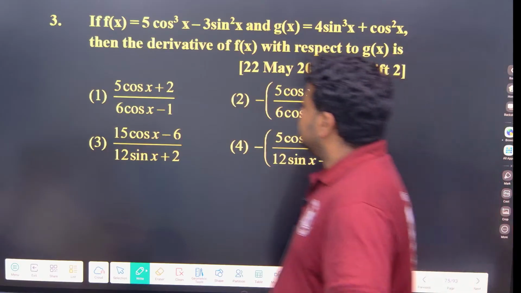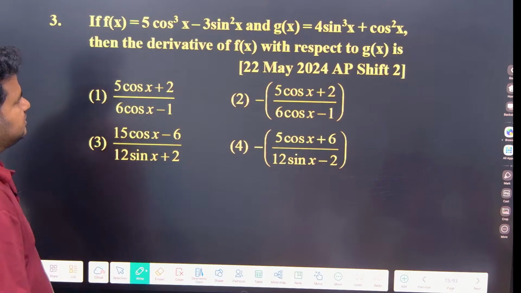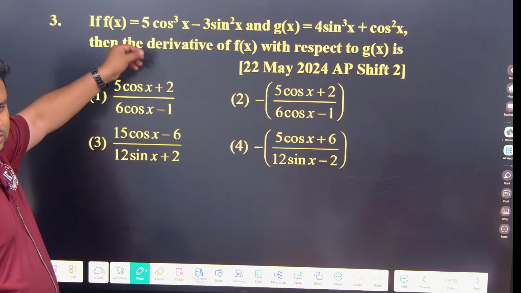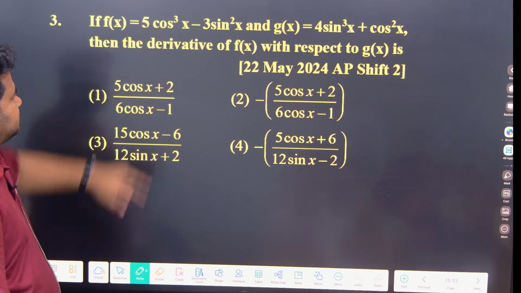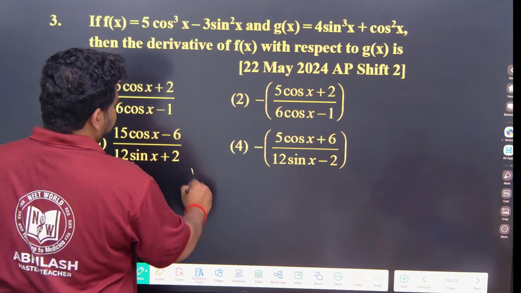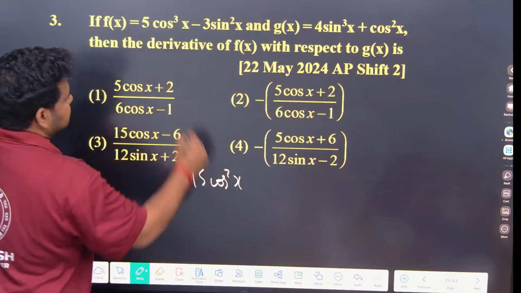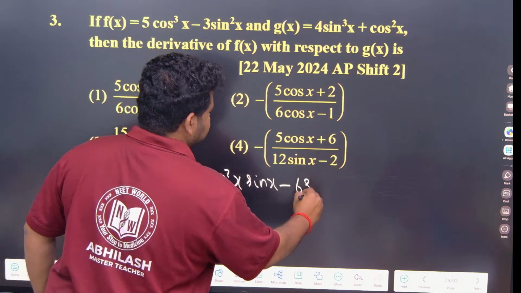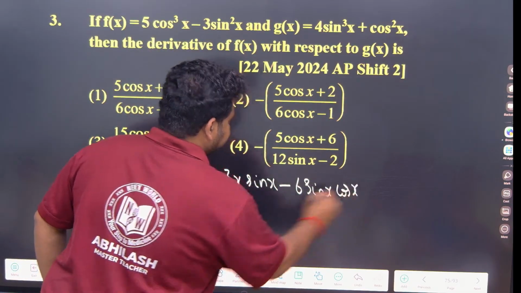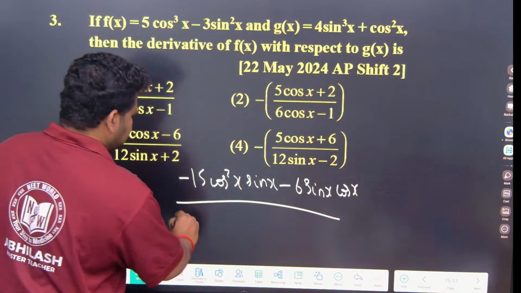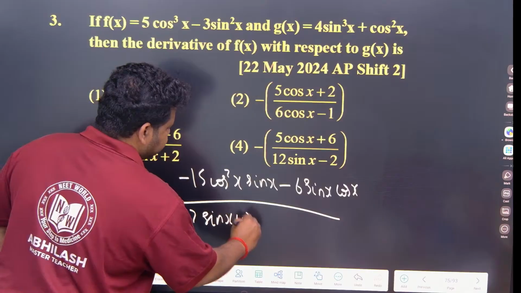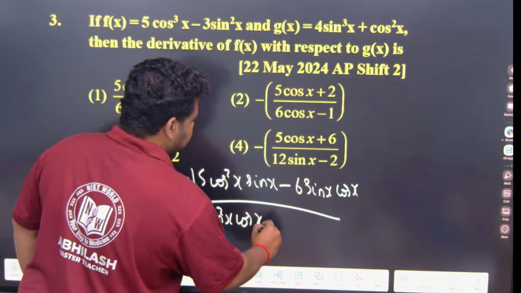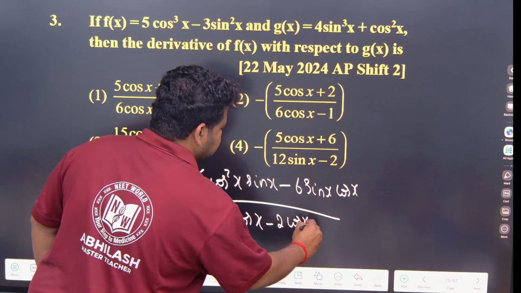This question, they have given, if f of x is equal to something and g of x is equal to something, then the derivative of f of x with respect to g of x. Both are with respect to x only. So this is 5 cos cube x, I can write it as 15 cos square x, derivative of cos x is minus sin x, okay. Now 6 sin x cos x divided by 12 sin x cos x, sin square x, this will be minus 2 cos x sin x.